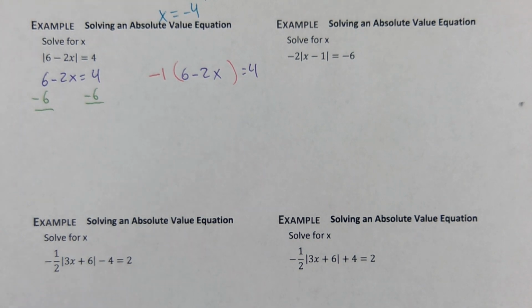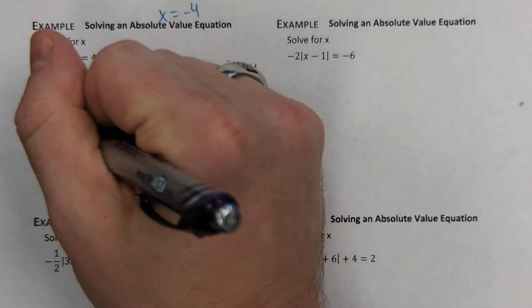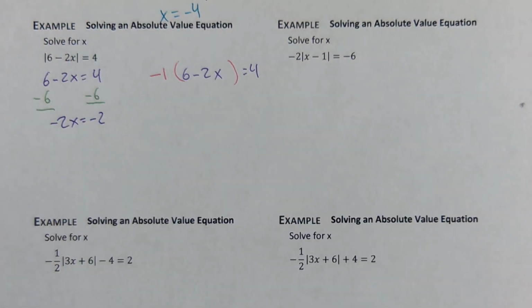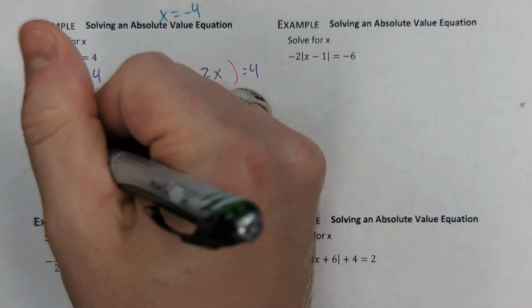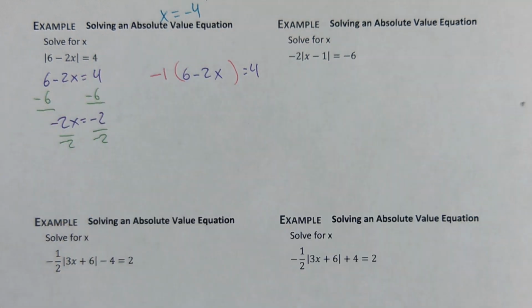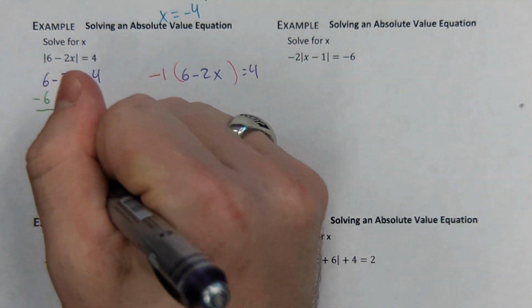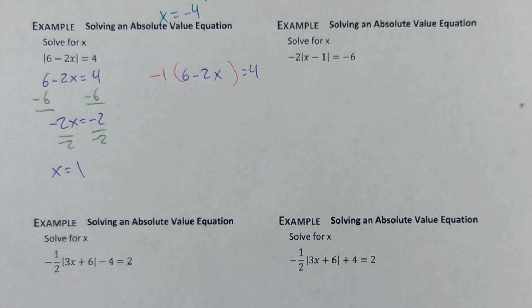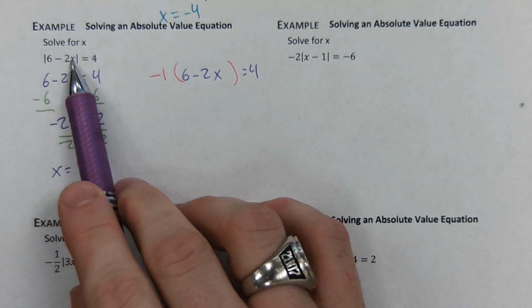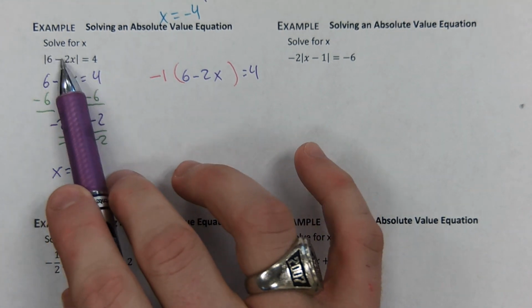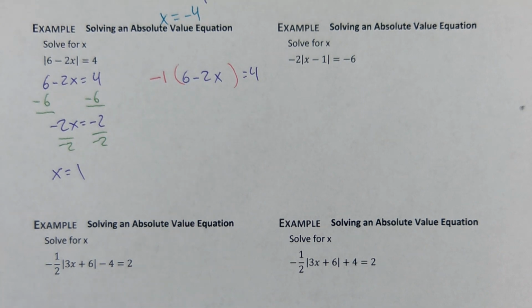I really do. Anyway, subtract 6 from both sides, we get negative 2x equals negative 2. Dividing both sides by negative 2 gets us our first solution of x equals positive 1. It doesn't take much effort to plug it in and make sure it works. 2 times 1 is 2. 6 minus 2 is 4. And the absolute value of that is still 4. Good. We're happy.